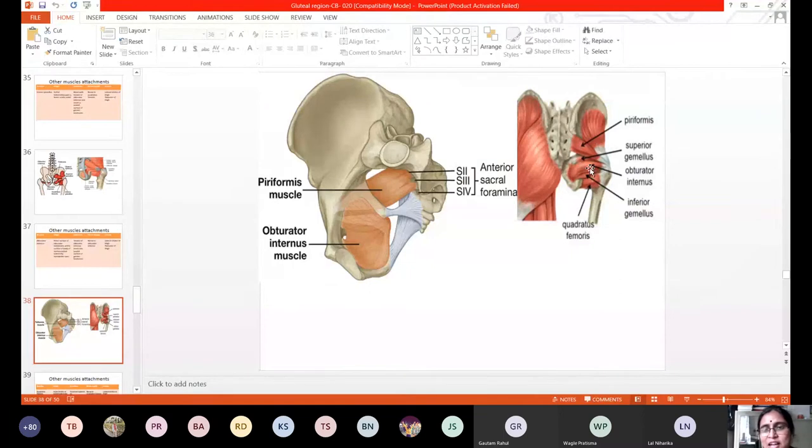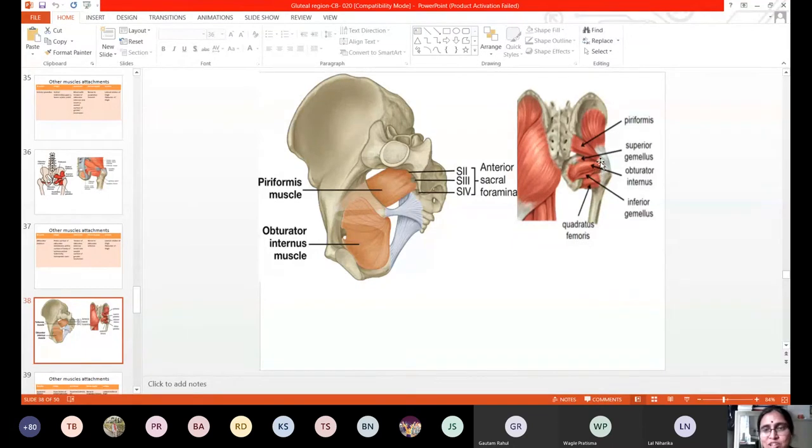Through the lesser sciatic foramen, the tendon of obturator internus blends with the superior gemellus and inferior gemellus and finally inserts into the greater trochanter on its medial surface. It is innervated by the nerve to obturator internus, and it also acts as a lateral rotator of the thigh.